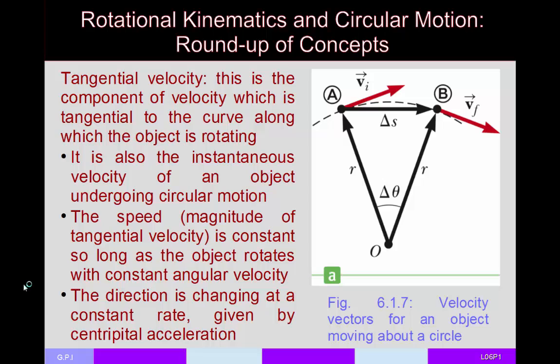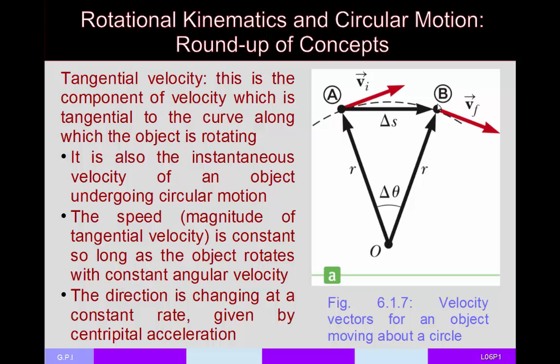So I wanted to basically do a little roundup of the concepts that we've learned in this lecture. The first one is tangential velocity, and the tangential velocity is the component of the velocity which is tangent to the curve along which an object is rotating, so as per this diagram. And it will be the instantaneous velocity of an object undergoing uniform circular motion about a fixed axis, in other words, rotating but not translating.